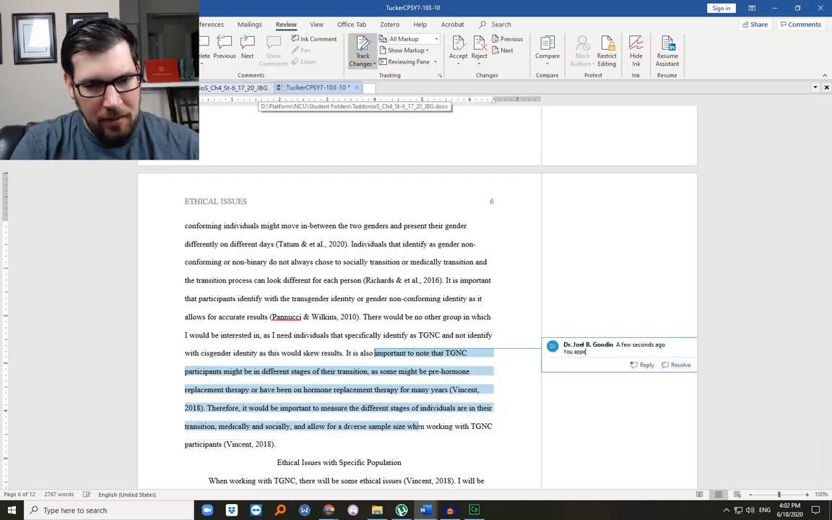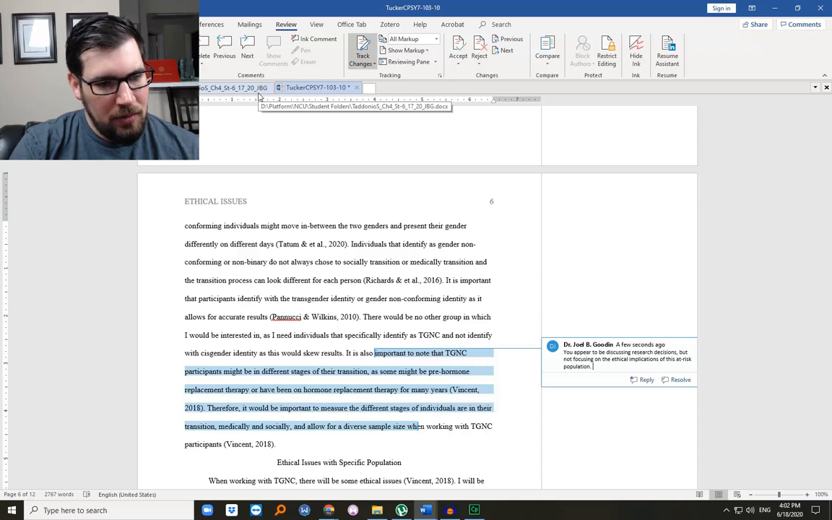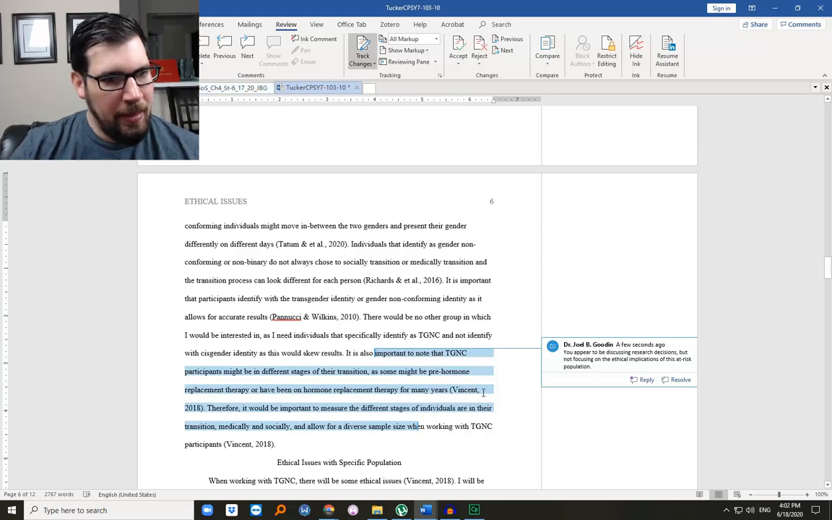Okay, you appear to be discussing research decisions, but not focusing on the ethical implications of this at-risk population, who may not all be in a place where they feel emotionally stable to share, or they might not have rapport with you, and so you want to really discuss that.